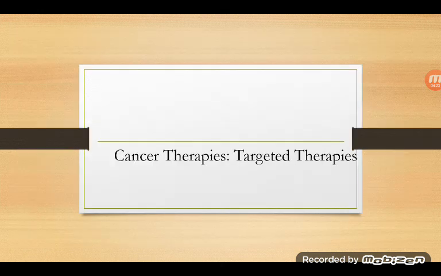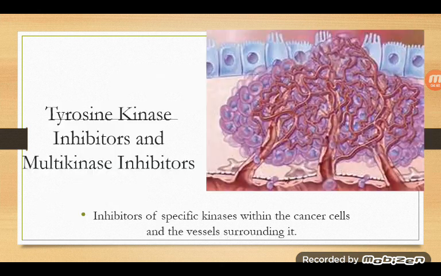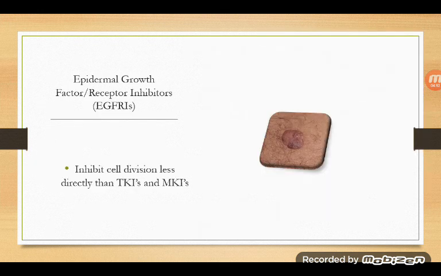So there are other targeted therapies. They get even more specific than traditional cancer therapies. And they sometimes target very specific proteins on the cell or on the membrane or inside the cell. They target different things like the tyrosine kinase inhibitors that inhibit specific kinases within the cancer cells and the vessels surrounding them. Epidermal growth factors, which inhibit some of those things.